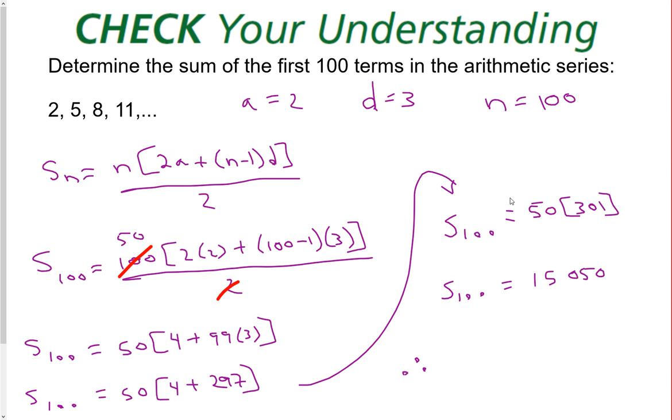And then we'll say, nice little therefore statement. Therefore, the sum of the first 100 terms is $15,050. Ooh, that's a little messy.